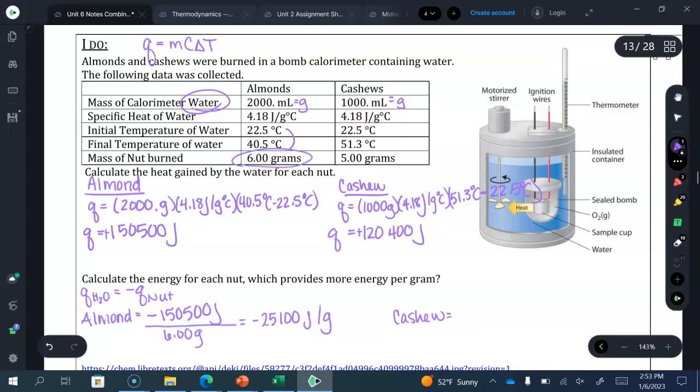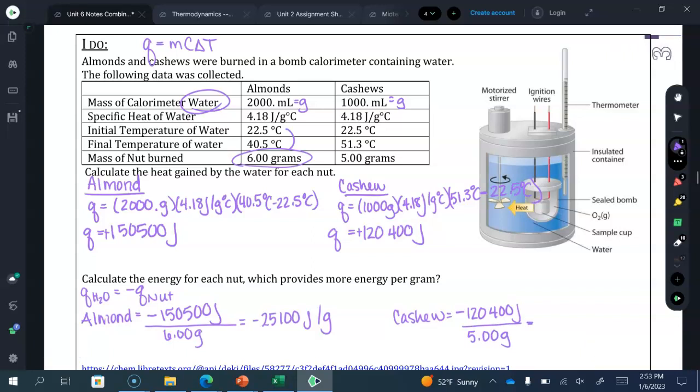You would repeat this process for the cashew, noting that it is the negative of what was absorbed by water because it's being released from the cashew. So joules, and then we're going to divide that by its mass, which is 5 grams. So the 120,400 divided by 5 grams gives you negative 24,100 joules per gram.